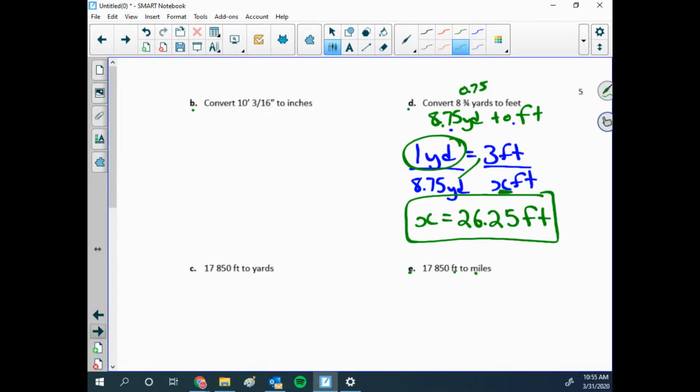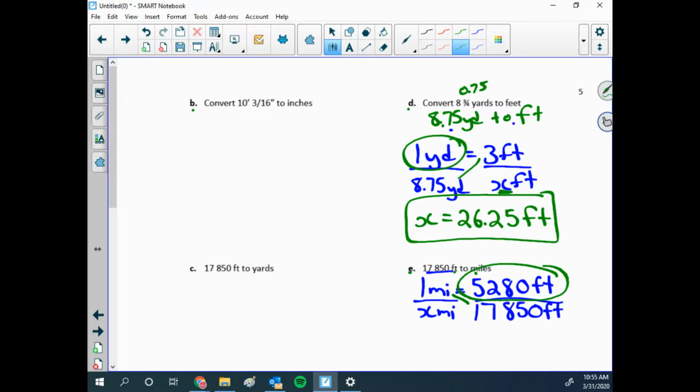So from that, I know that 1 mile is equal to 5,280 feet. And I want to know how many miles are in these 17,850 feet. Once I've set that up, I'm doing the same thing, cross multiply and divide. So x is equal to approximately 3.38 miles.